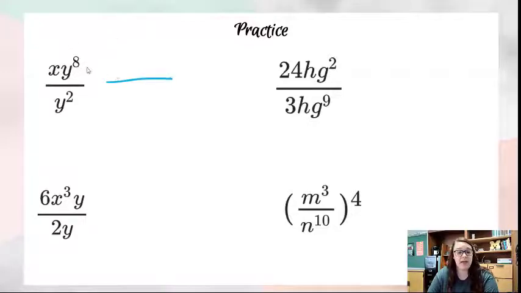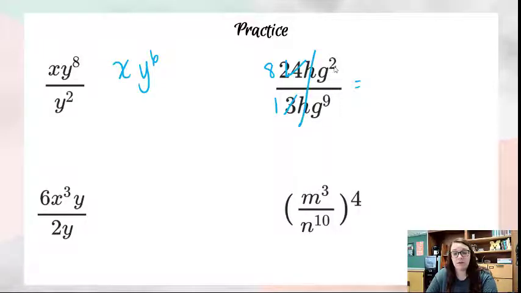On this one, I had an x on top and nothing to cancel it with. And I had 6 extra y's on top. I don't even need the fraction bar really, so I'm going to get rid of that. The next one, I know 3 goes into 24 and 3. So if I divide 24 by 3, you get 8, and down here a 1. The h's are on top and bottom and they cancel. And I had 7 extra g's on bottom, so 8 over g to the 7th.